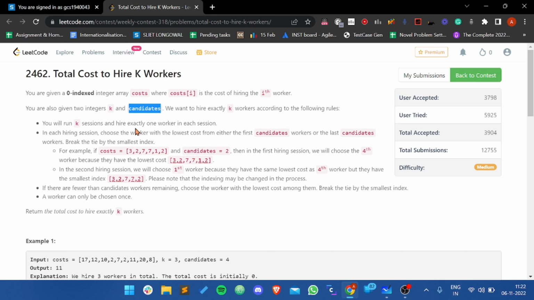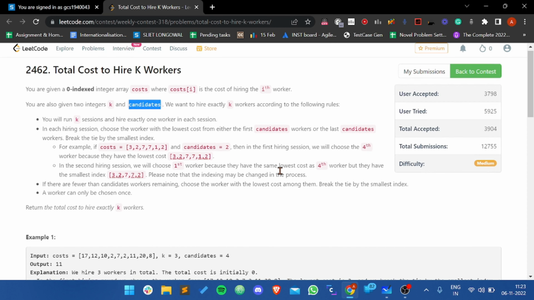So if the value of candidates is 2, then in the first hiring session, among the first two workers and the last two workers, the minimum cost in all these four will be selected. The minimum of first two and last two will be selected, and if two workers have the same cost, then the one with the minimum index will be hired.